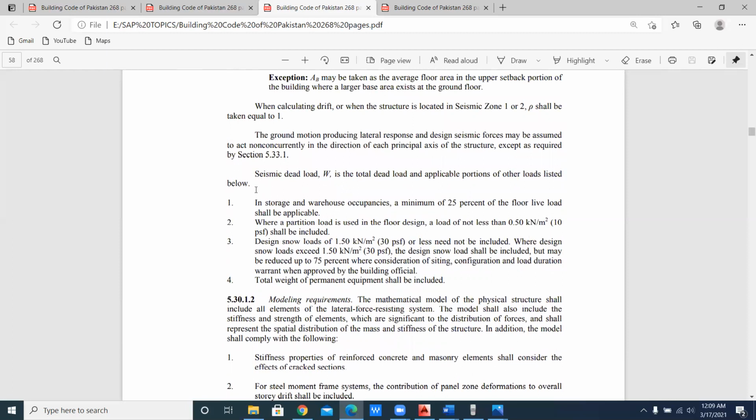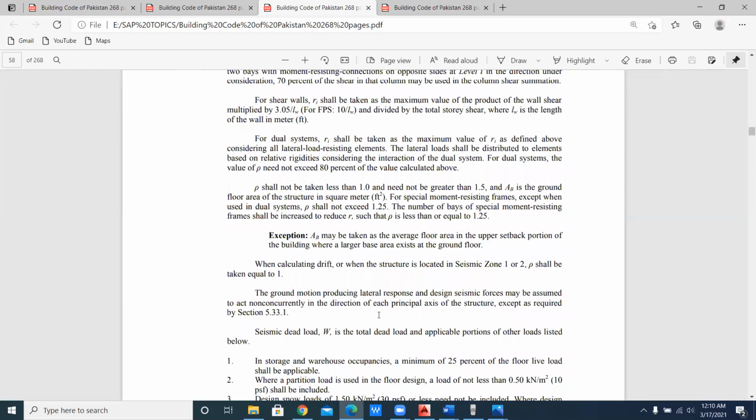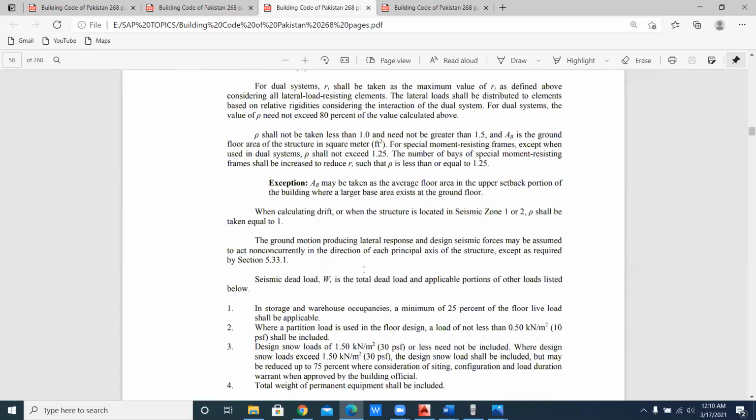This one is the seismic load, W, dead load. I have already calculated the total dead load and the applicable portion of the load listed below. In storage and warehouse occupancies, minimum 25% of floor live load shall be applicable. Where the partition load is used in the floor design, it is 0.50 as we calculated earlier. The snow load factor is also given, that is 1.50. But 25% is a percent, not a factor. This is what we normally calculate, 25%.